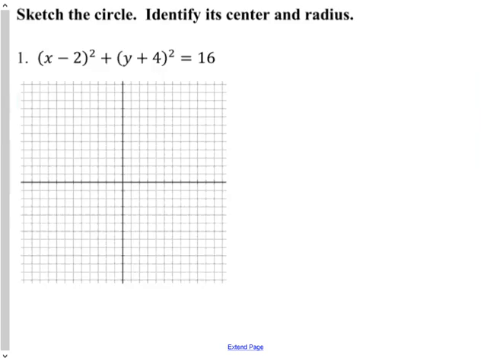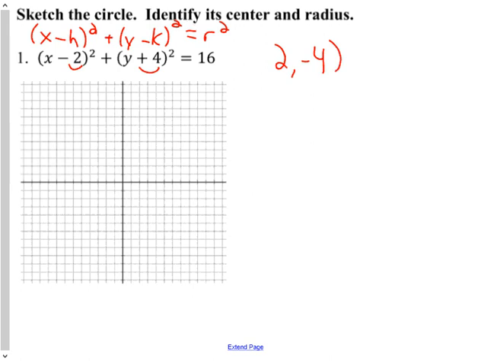So moving on. Sketch the circle, identify its center and radius. Again, putting this right up against its standard form, (x − h)² + (y − k)² = r², we can see that h is 2, and k is the opposite of plus 4, so −4. So basically, we're flipping our sign in each position, and then we've got r² is 16. And when you square root, we get r is 4. So we have a radius of 4, and the center is at (2, −4), so graphing is pretty quick.